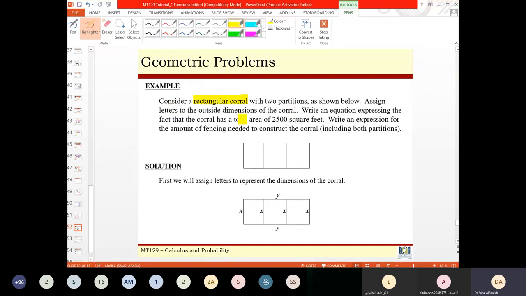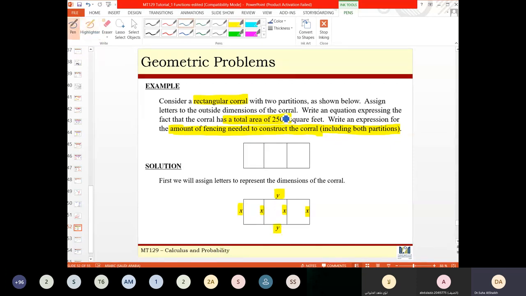Write an equation to express the fact that the coral has a total area of 2,500 square feet, and write another expression for the amount of fencing that we need to construct this coral. Fencing, which means the fence, going around the coral and including the two partitions. So they assign letters, as you can see. I can say this is X and this is Y. This is up to you.